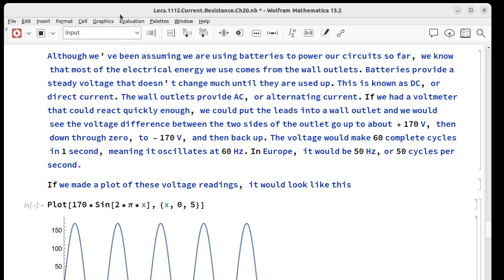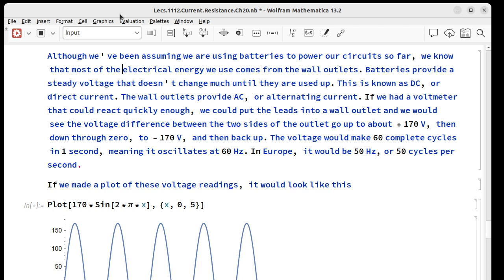Although we've been assuming we're using batteries for our circuits so far, we know that most of the electrical energy we use comes from the wall. Batteries give us a steady voltage that doesn't really change until they're all used up and it drops down below the usable level or all the way down to zero. This is DC, or direct current. Wall outlets give us AC, or alternating current.